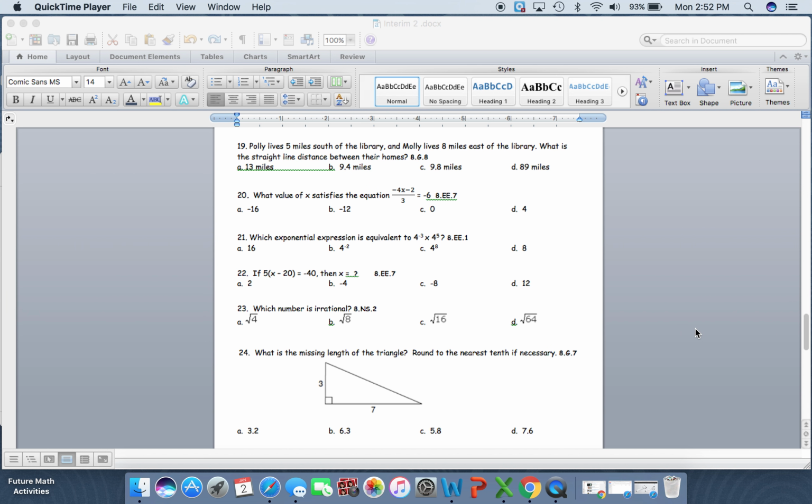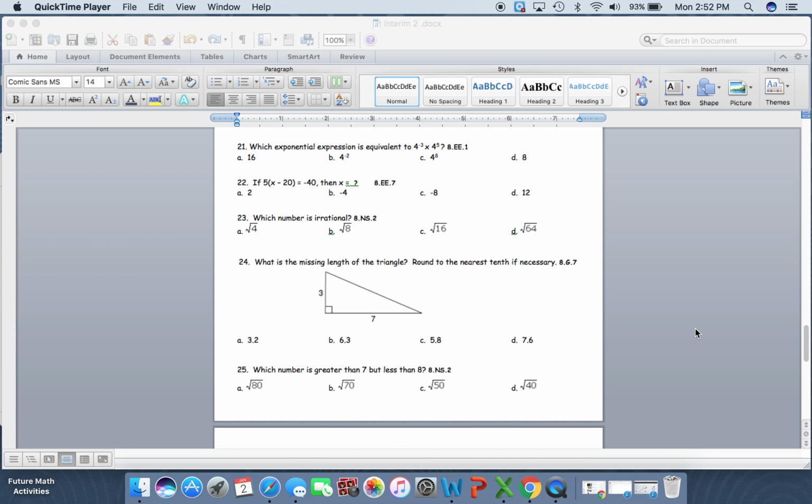Number 20. What value of x satisfies the equation negative 4x minus 2 divided by 3 equals negative 6? A. Negative 16. B. Negative 12. C. 0. D. 4.